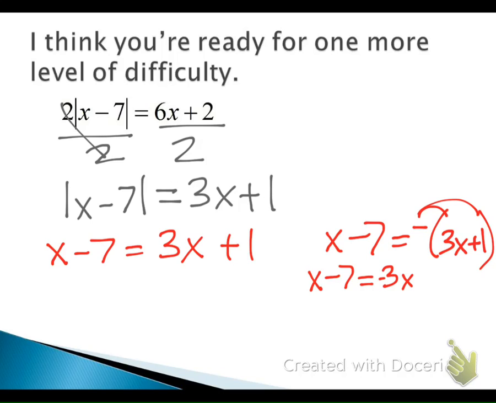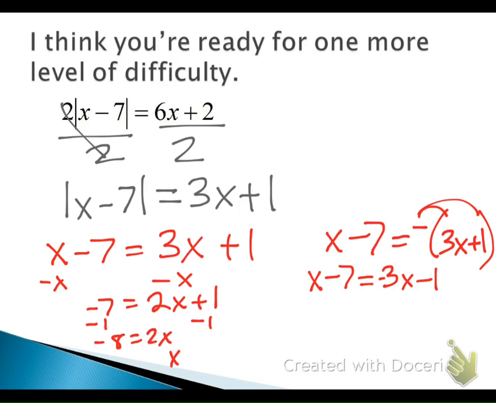If you have more than one term equal to the absolute value of something, you have to make all of them negative or switch the sign on all the terms. Now we can just solve like normal. So I would subtract x. Negative 7 equals 2x plus 1. Subtract 1. I'm coming up with x equals negative 4.